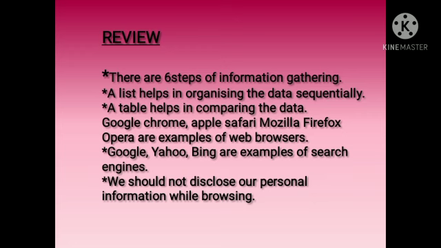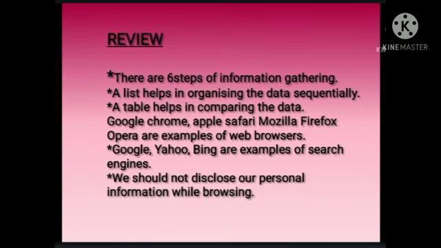Now, as we have recalled all the topics, here is a short review of this particular chapter. First, there are 6 steps of information gathering. The list helps in organizing the data sequentially, while the table helps in comparing the data. Google Chrome, Apple Safari, Mozilla Firefox, Opera are some examples of web browsers, while Google, Yahoo, Bing are examples of search engines. We should not disclose our personal information while browsing.